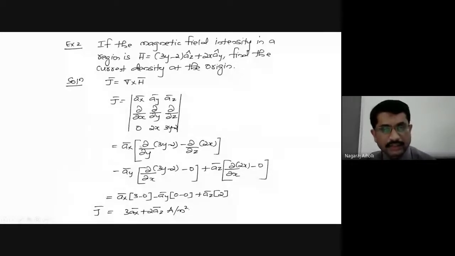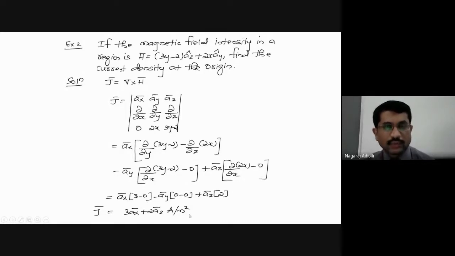Correct. That is ax bar into whatever this equation is there, then minus ay bar plus az bar. If we expand it, differentiation of this with respect to y, that is 3 we will get. This is 0, differentiation of 2 is 0, minus dou by dou z of 2x is 0, and minus ay bar, differentiation of 3y minus 2 with respect to x is 0, minus 0, plus az bar, differentiation of 2x with respect to x is 2. Therefore, on simplification, j bar is equal to 3ax bar plus 2az bar ampere per meter square.